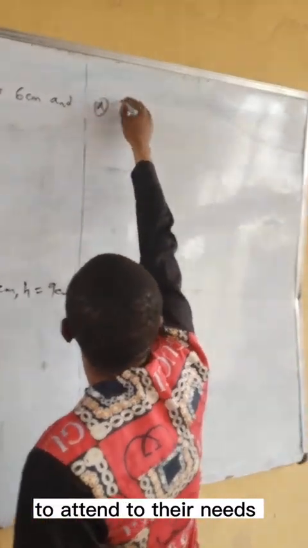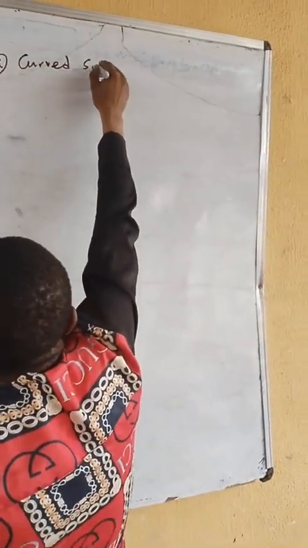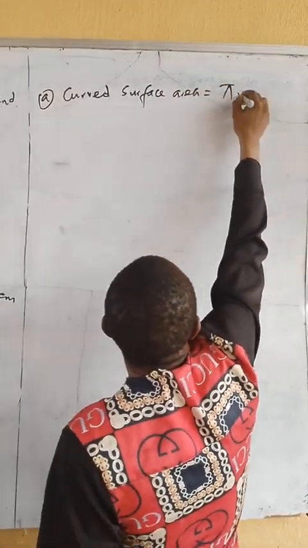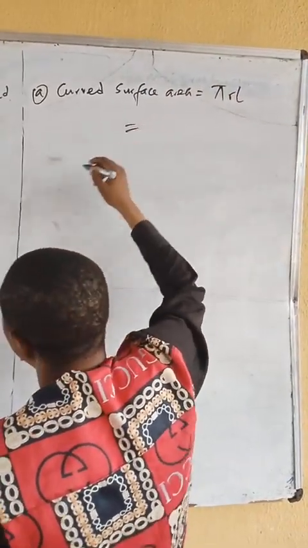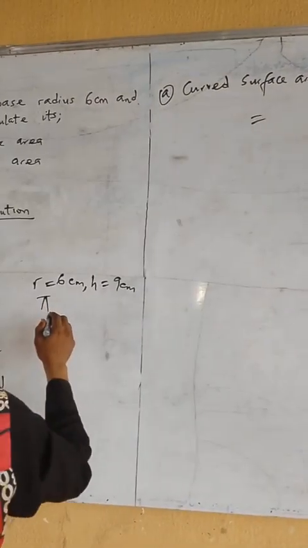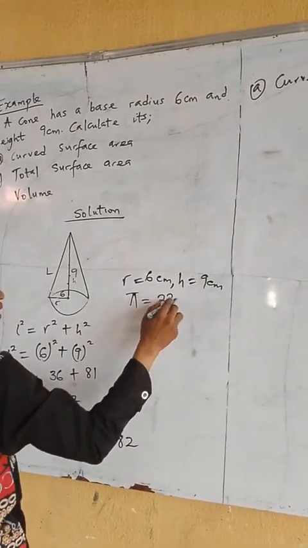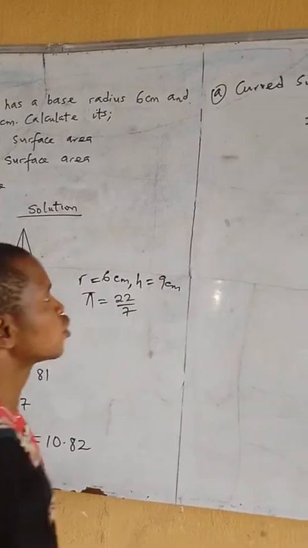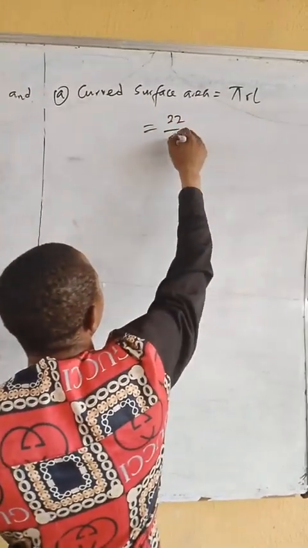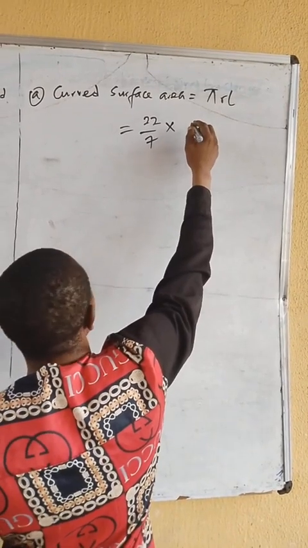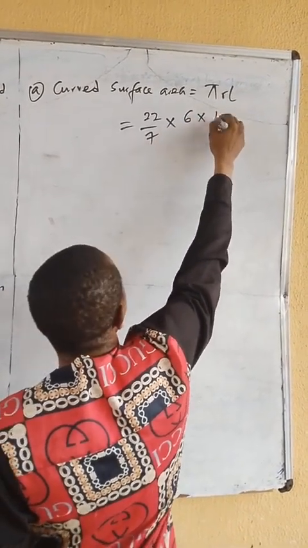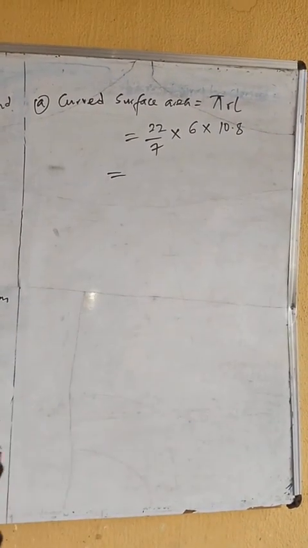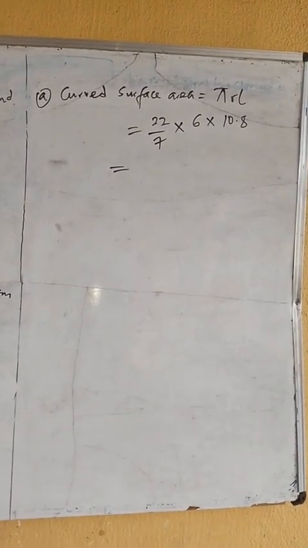So A, that is the curved surface area. Don't forget it is pi r l. So don't forget that our pi has a constant value, which is what? 22/7. So we are going to have 22/7 times 6 times 10.8. So we are going to multiply 22 by 6 by 10.8.